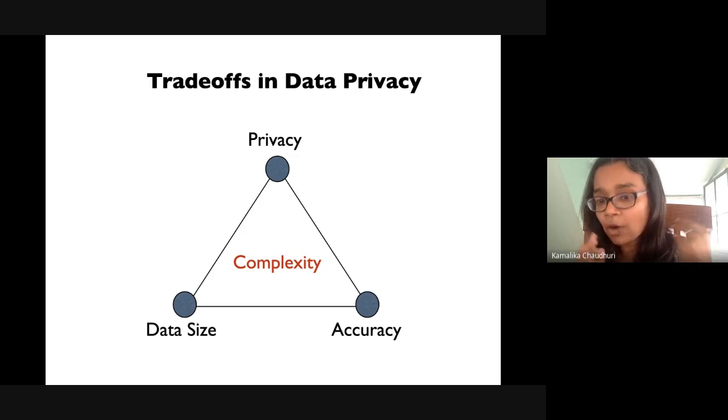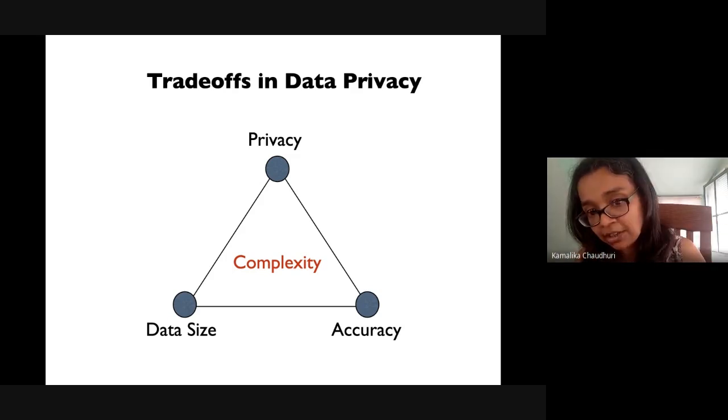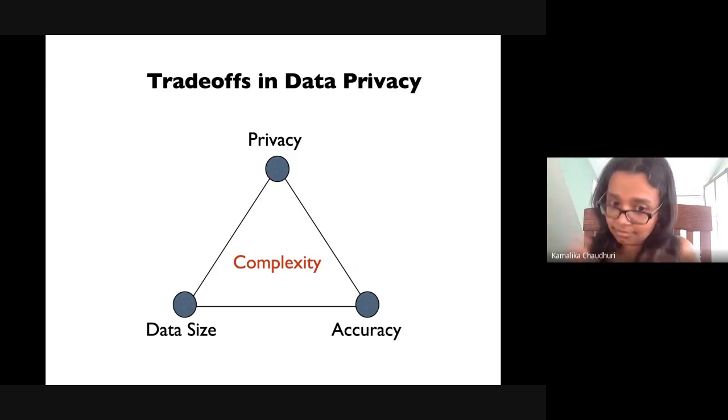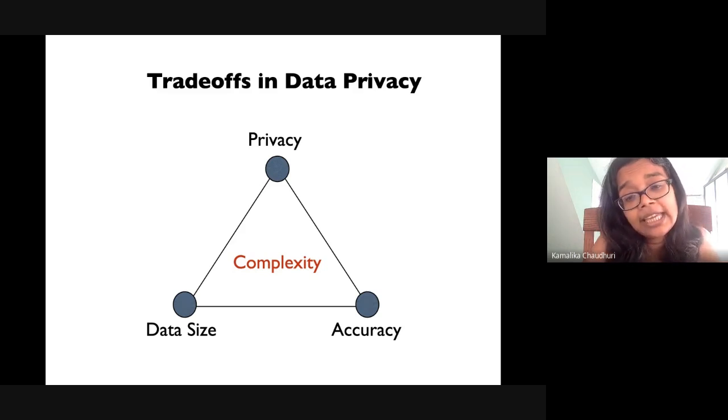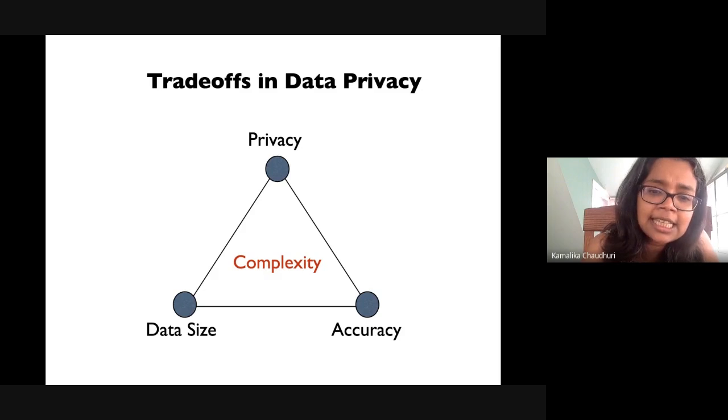So you can get two vertices of this triangle, but not all three. If you want privacy and accuracy, you can get it, but you will need to have more people. And the same thing: you can get privacy with small data sizes, but you would have to sacrifice accuracy, and vice versa, right? And in the middle of the triangle, what determines how this triangle looks? In the middle of this triangle is what I would very roughly call complexity, but what it measures is how complicated is the task that you want to solve.